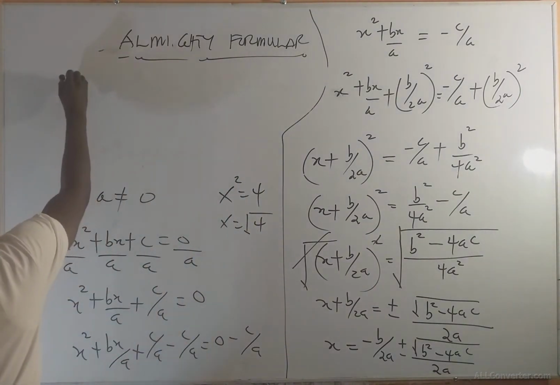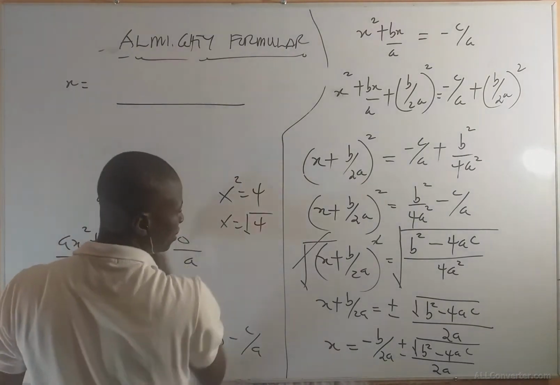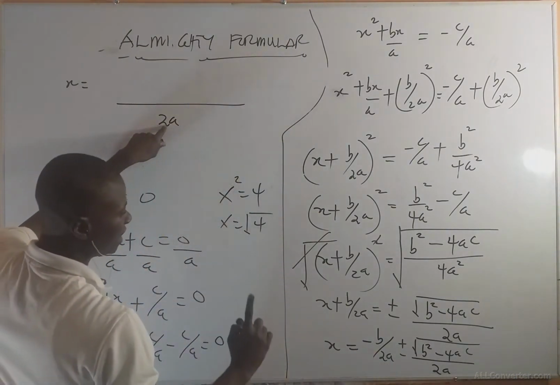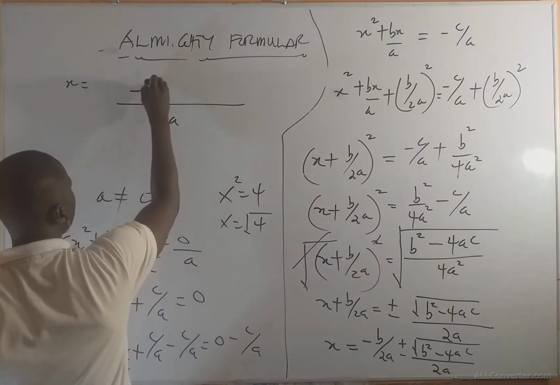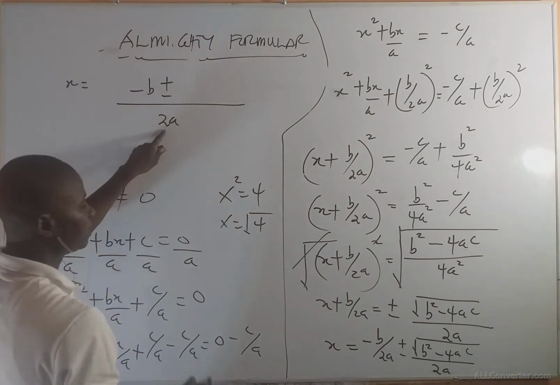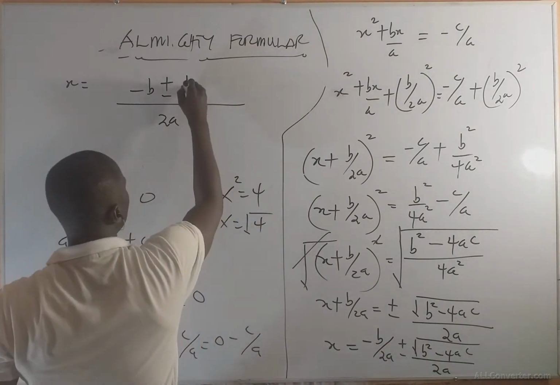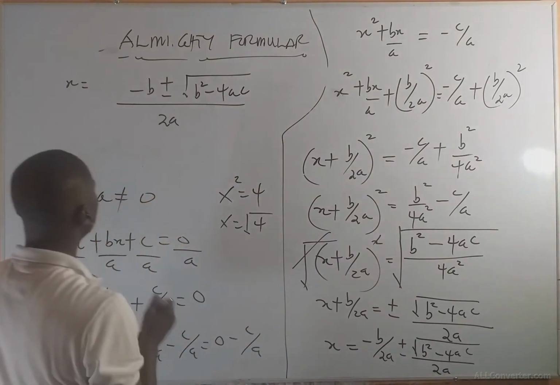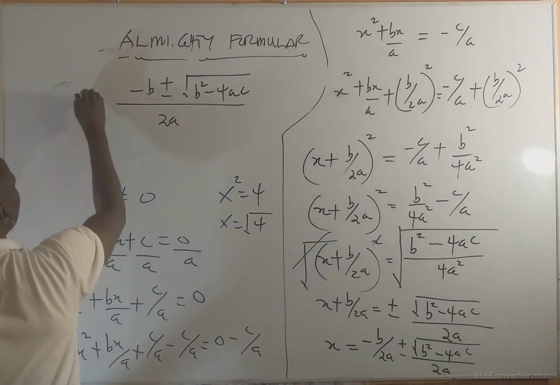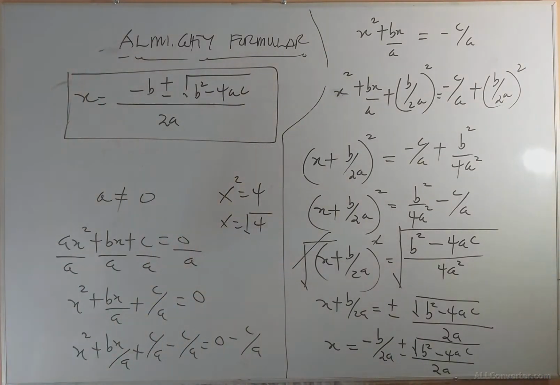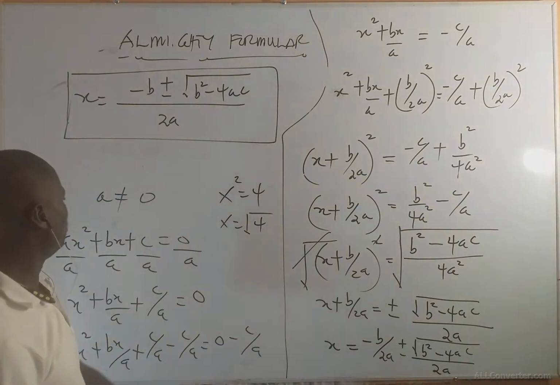So if you have x here is equal to, you are trying to find the least common denominator, and that will be 2a. So 2a here, 1. Then 1 times minus b will give you minus b. You have to put the plus or minus here. Then 2a here, 1. Then 1 times everything there will be the square root of b squared minus 4ac. So this is what we call the almighty formula, and that is the proof of the almighty formula.